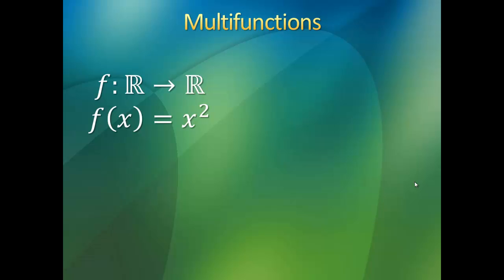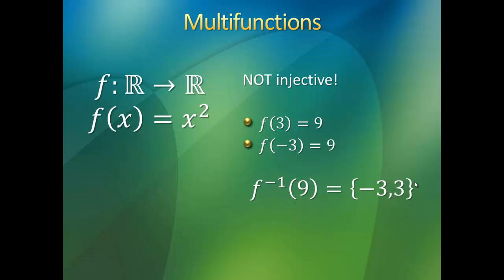For example, consider the function f of x equals x squared from R to R. Note that this function is not injective. For instance, f of 3 equals 9, but f of negative 3 equals 9 as well. This means that f inverse of x is not a function, but instead a multifunction. Every number except 0 actually has 2 square roots. The square roots of 9 are 3 and negative 3.